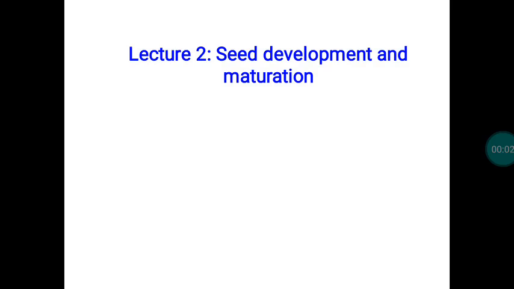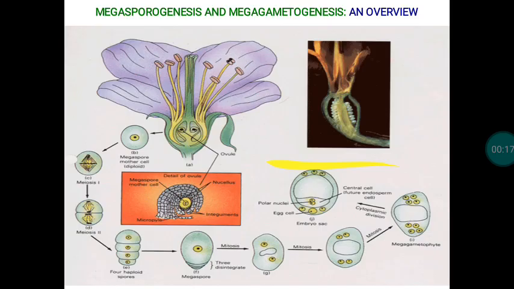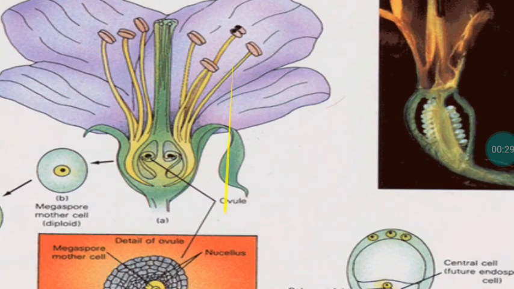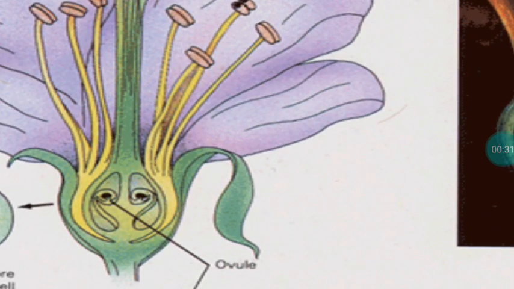Very good morning. In this particular lecture, information will be provided about seed development and maturation, particularly in angiosperms, which follow the sexual mode of reproduction. This is an overview with reference to megasporogenesis and megagametogenesis. Before entering into megasporogenesis, I want to give you some information about microsporogenesis also.